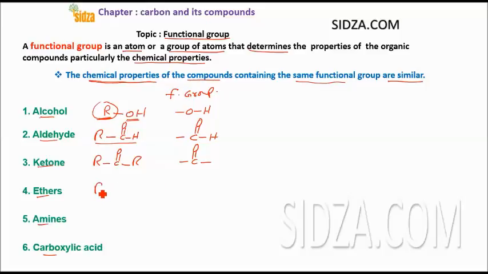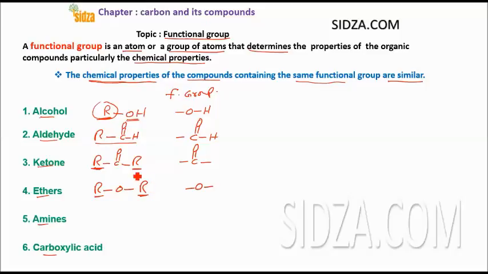Ethers, the general formula is ROR and the functional group is the O over here. These two alkyl groups can be the same or they can be different. Here also in the ketones, it can be the same or it can be different. You can have a methyl and methyl, or you can have a methyl and ethyl. So the two groups can be the same or different, but the properties will be the same, because the chemical property depends on the functional group, right? But if you take two different compounds containing different functional groups, the properties will be altogether different, right?